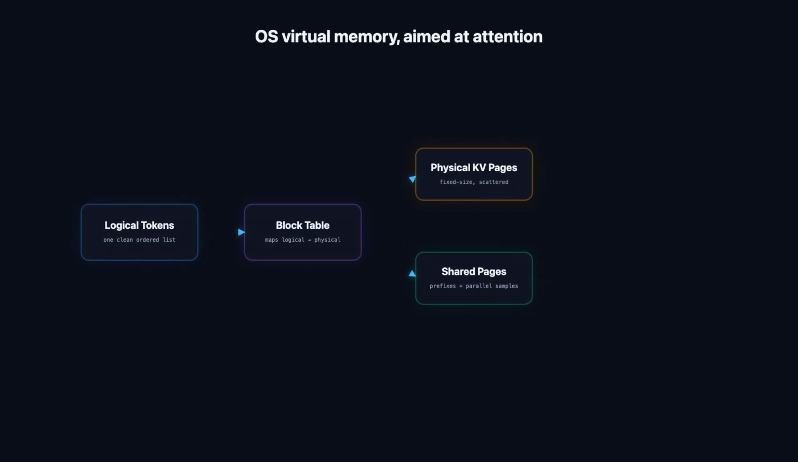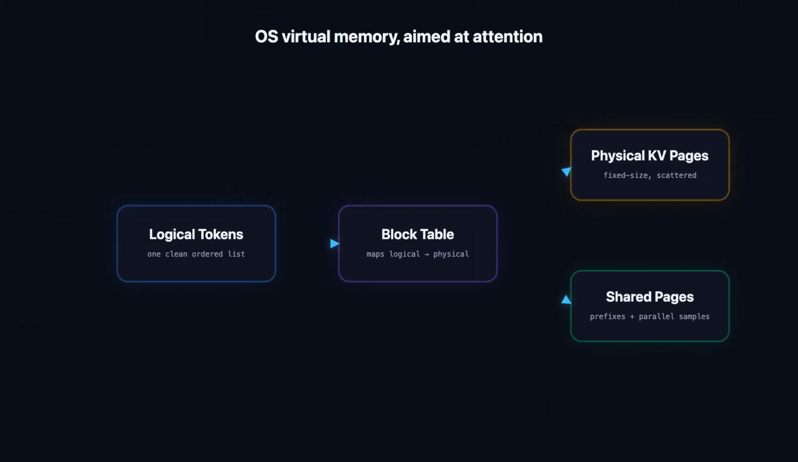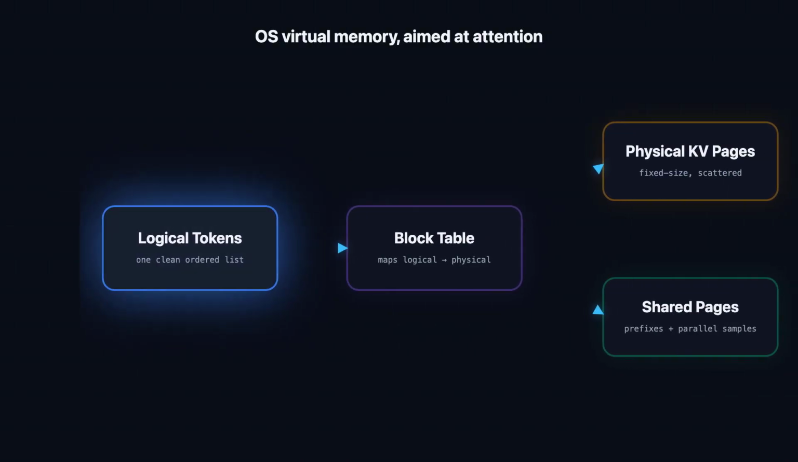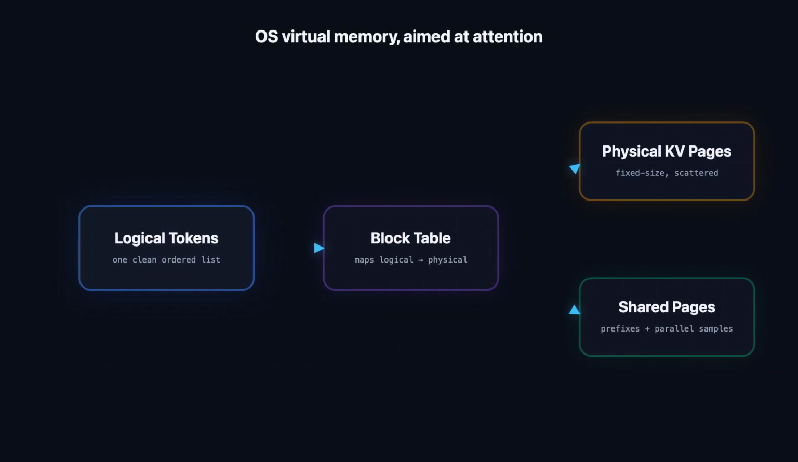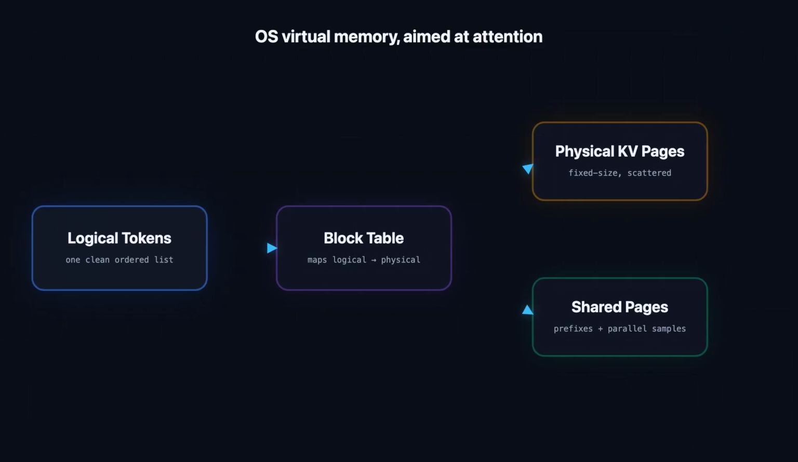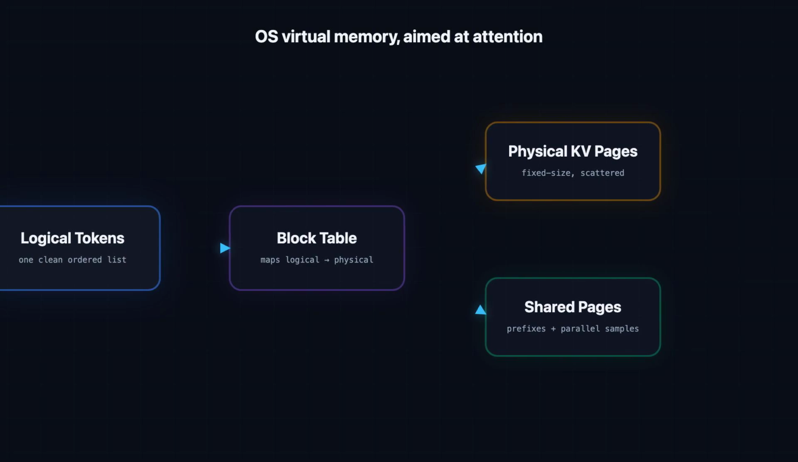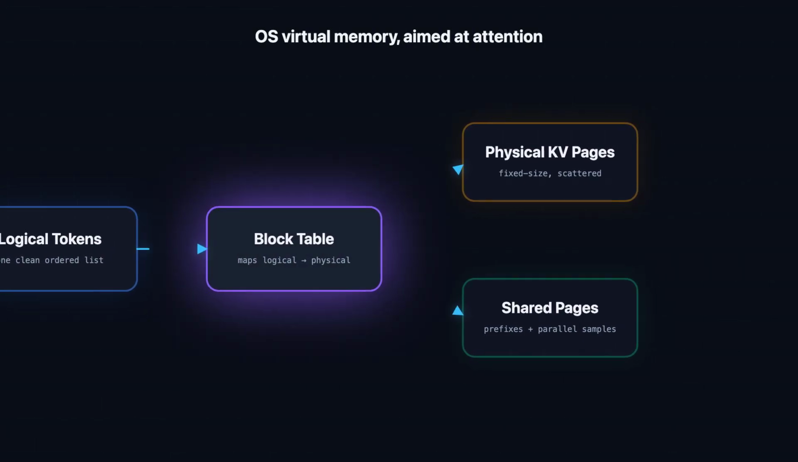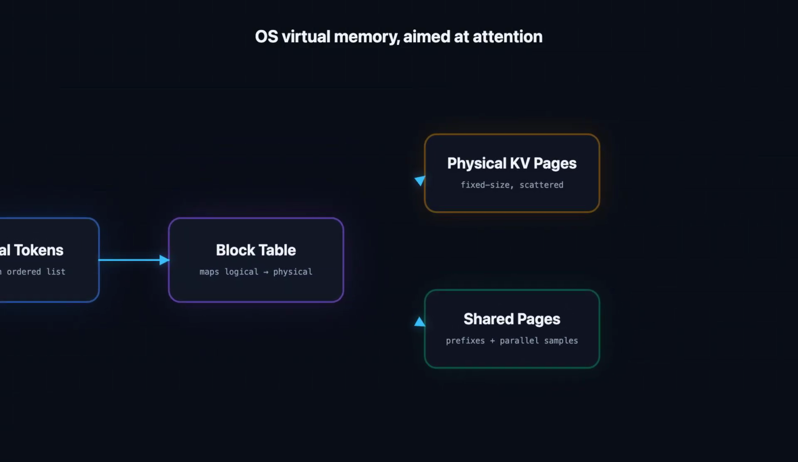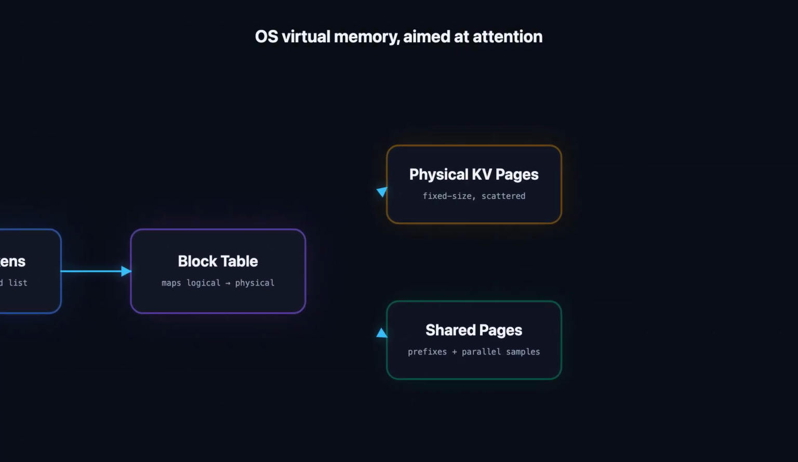The whole idea is lifted straight from how your computer manages memory. Follow the path a token takes. Every sequence sees a clean, ordered list of its own tokens. From the model's point of view, the cache looks perfectly continuous, one token after another, even though that neat picture is a comfortable illusion. Behind that view sits the block table. It maps each logical slot to wherever the real page actually lives in GPU memory.